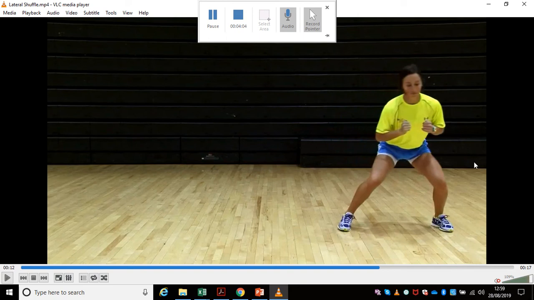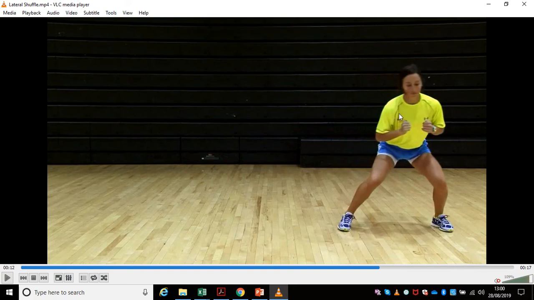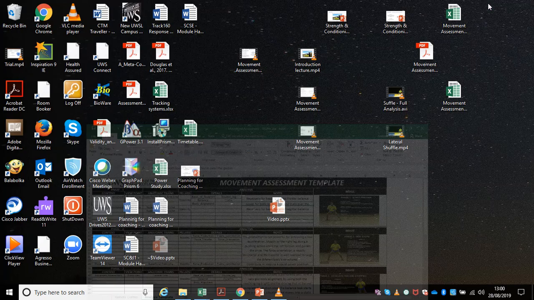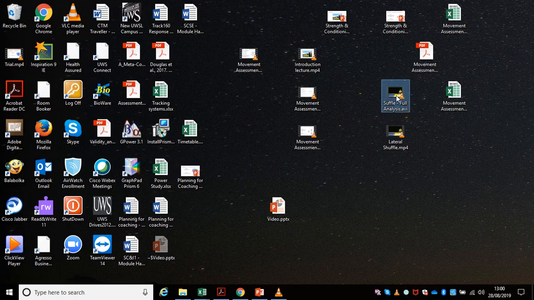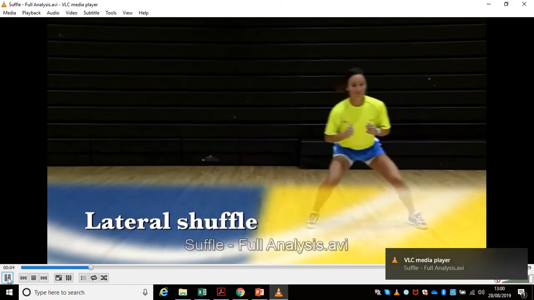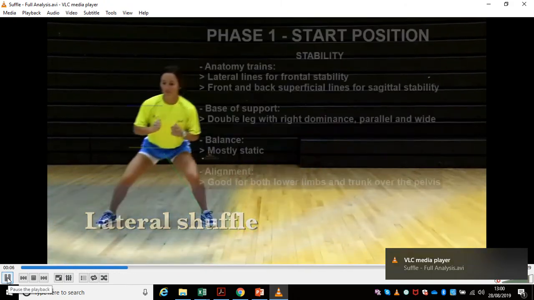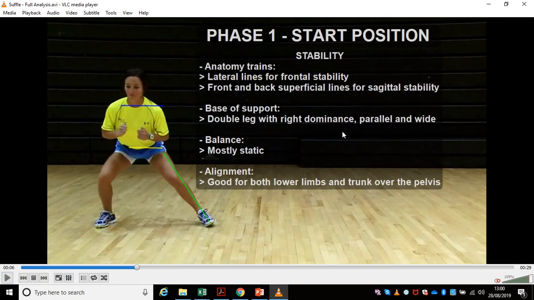So what I've done, I've created an edited version of this task with a specific analysis, and now I'm gonna run this file just to show you how it looks. So again, the same task, but you will see some highlights for each one of the specific phases.